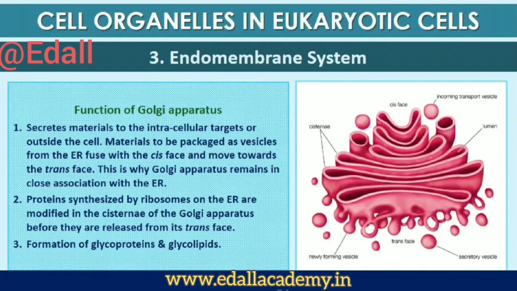Materials to be packaged in the form of vesicles from the ER fuse with the cis face of the Golgi apparatus and move towards the maturing face. This explains why the Golgi apparatus remains in close association with the endoplasmic reticulum. A number of proteins synthesized by ribosomes on the endoplasmic reticulum are modified in the cisternae of the Golgi apparatus before they are released from its trans face. Golgi apparatus is the important site of formation of glycoproteins and glycolipids.